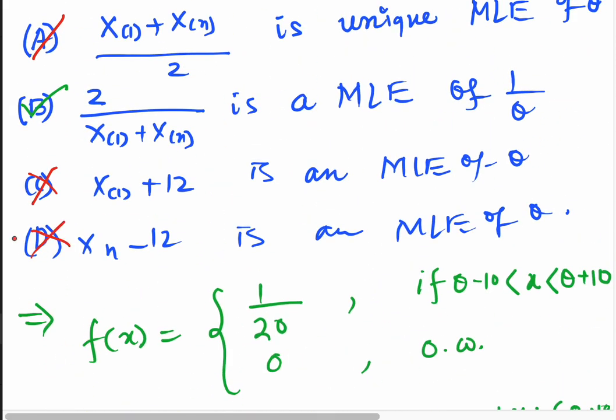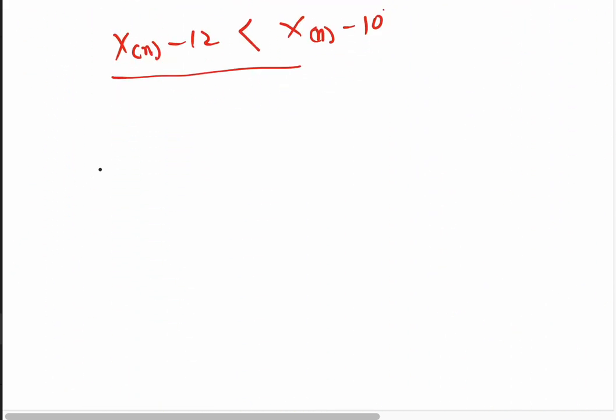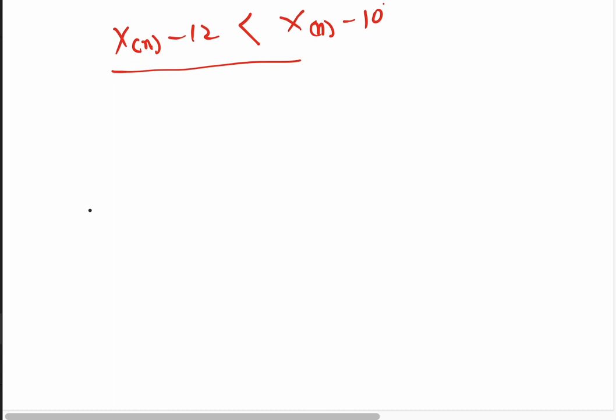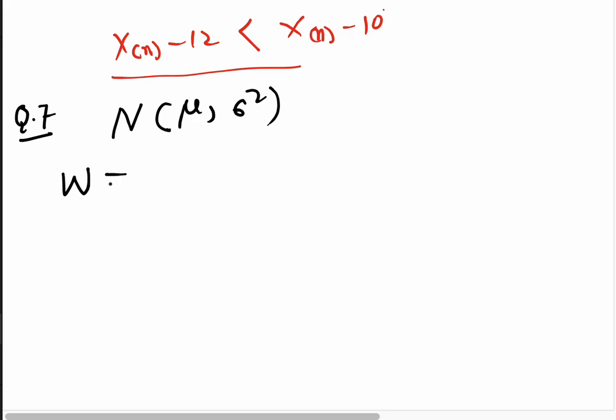So that's all. That's question number 6. Let's see question number 7. Question 7. There are n random variables drawn independently from a normal distribution.